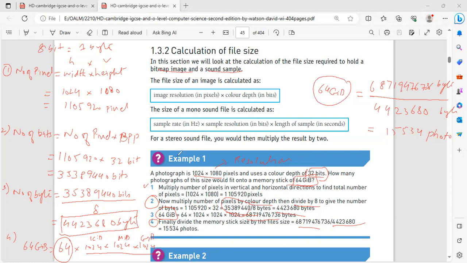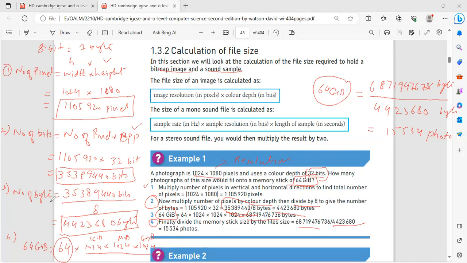Okay. Basically, what we have done in the last three steps: first of all, we calculate the number of pixels, 1024 multiplied by 1080. We got this number of pixels. Second step, you have to calculate the number of bits. You multiply the number of pixels by the bits per pixel, and they have given 32 bits in the question. So we calculated the number of bits. Actually, they have done two stages in one step, the second step, so I have done it in two different steps.